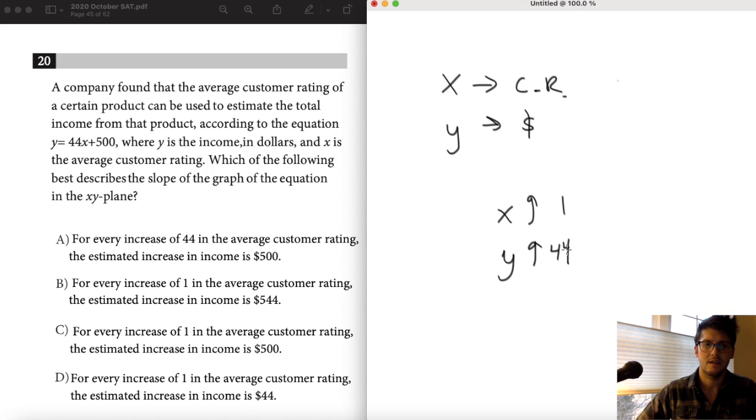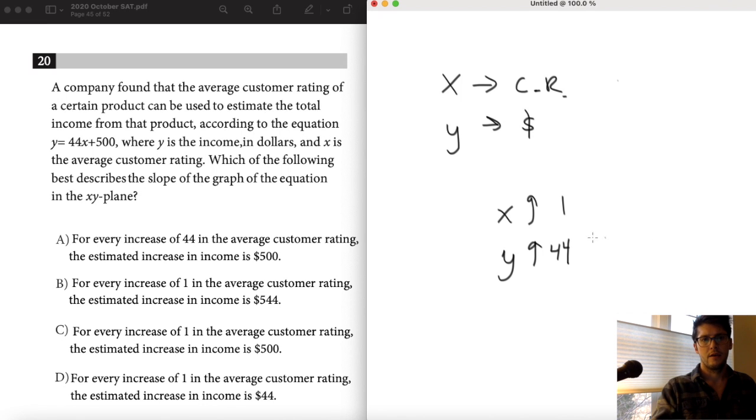So I'm thinking about these questions, like I said before, in a super logical way and not in a super mathematical way. It's really easy to look at that and be like, I don't know, something about the 44. And there's a lot of answers that have to do with that. But when x goes up 1, y goes up 44. That's the meaning of slope. Rise over run. Change in y, dollars, the amount that the dollars change every time the x goes up 1.